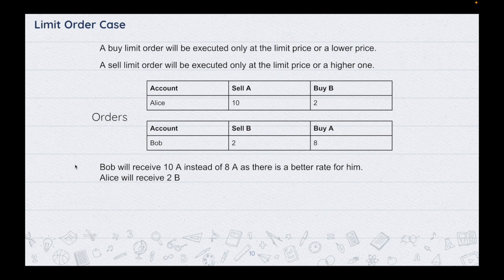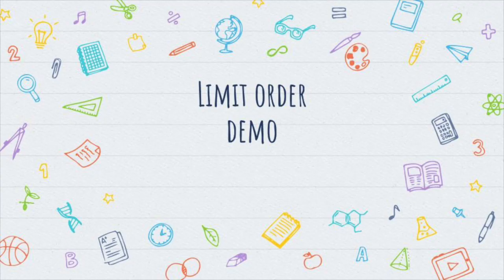Alice decides to sell 10 of her A tokens to get 2 B tokens. Whereas Bob wants to sell 2 B tokens to get 8 A tokens. Bob will receive 10 A tokens instead of 8 A tokens because this is a better rate for him. Whereas Alice will just receive the 2 B tokens that she initially wanted. So the limit order is only applicable to the person who submits the order at the end.